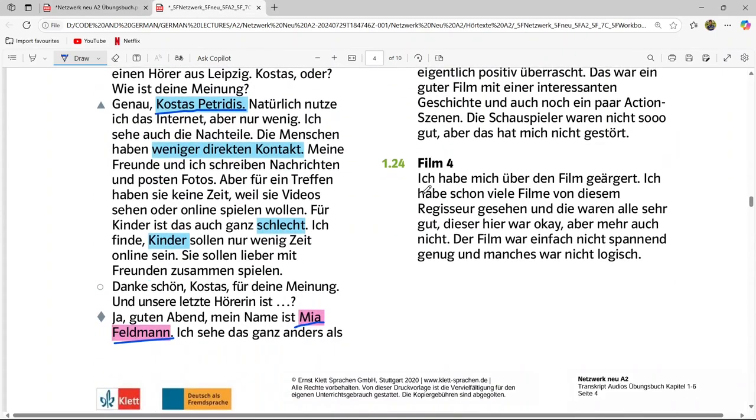Okay, so let us read. Ich habe mich über den Film geärgert. Ich habe schon viele Filme von diesem Regisseur gesehen und die waren alle sehr gut. So I was annoyed about the film. I have seen other films of this director, and all are very good. Diese hier war okay, aber mehr auch nicht. Der Film war einfach nicht spannend genug, so not exciting, and sometimes it was not logical.